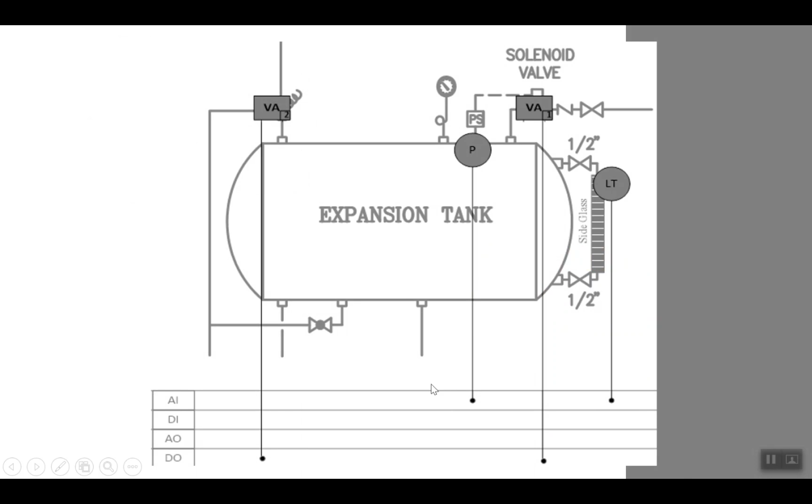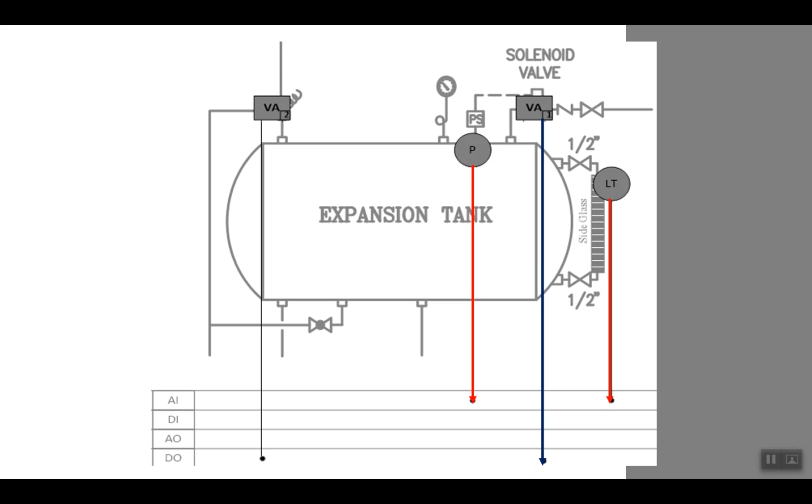Here you can see the schematic figure of the expansion tank. We need some sensors and actuators to monitor and control this system. First of all, we need the pressure transmitter to understand what the pressure inside the expansion tank is. We need the level transmitter to understand what the level of liquid in this expansion tank is. For both of them, we need analog input. This is analog data, and we want to transmit it to the BMS.